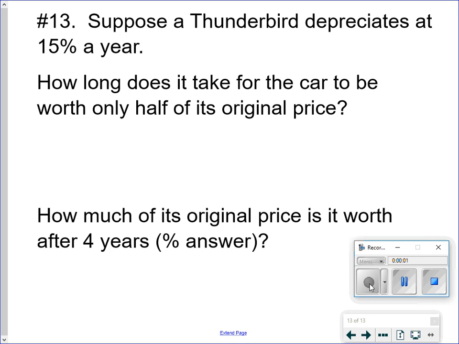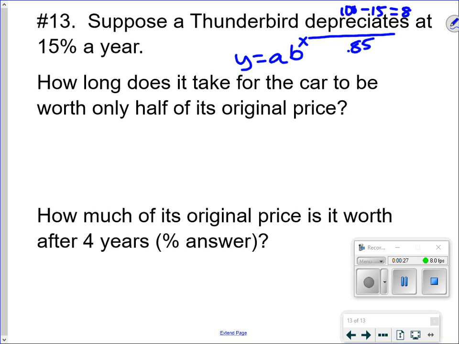Okay, number 13, quite possibly the hardest one on here. It says, suppose a Thunderbird depreciates at 15% a year. This depreciates at 15%. We have to go back to y equals a times b to the power of x. Because it's depreciating 15%, I know that my decay factor, my b value, is going to be 0.85, because 100 minus 15 is 85.